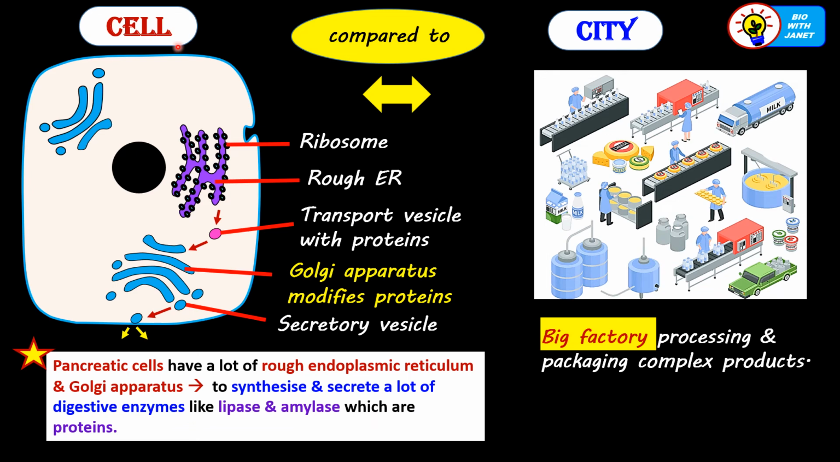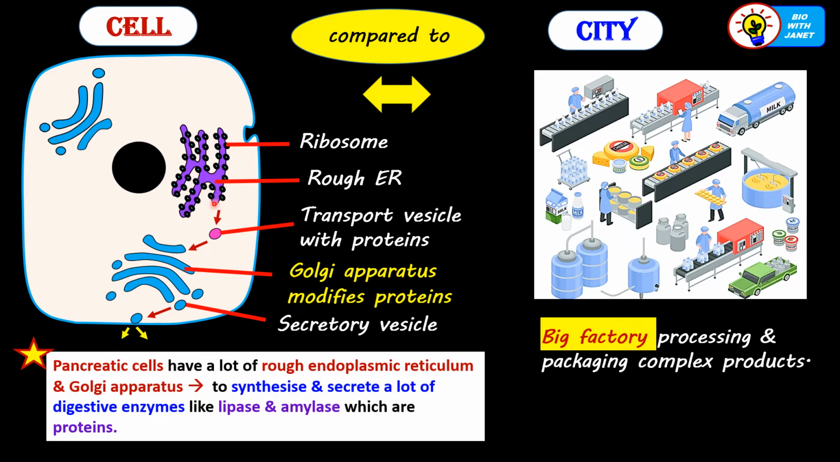Now, if we compare a cell to a city, then the Golgi apparatus can be likened to a big factory that processes and packages complex foodstuff or products, such as chocolate and cheese. Now, to understand this more, let us discuss how a digestive enzyme can be produced by the organelles in the cell, all right? So how are enzymes produced by the cell? So first we have the ribosomes, which are the tiny organelles on the rough endoplasmic reticulum. Ribosomes will synthesize the proteins first of all, and then the proteins are transported in the rough endoplasmic reticulum, okay, this purple structure here.